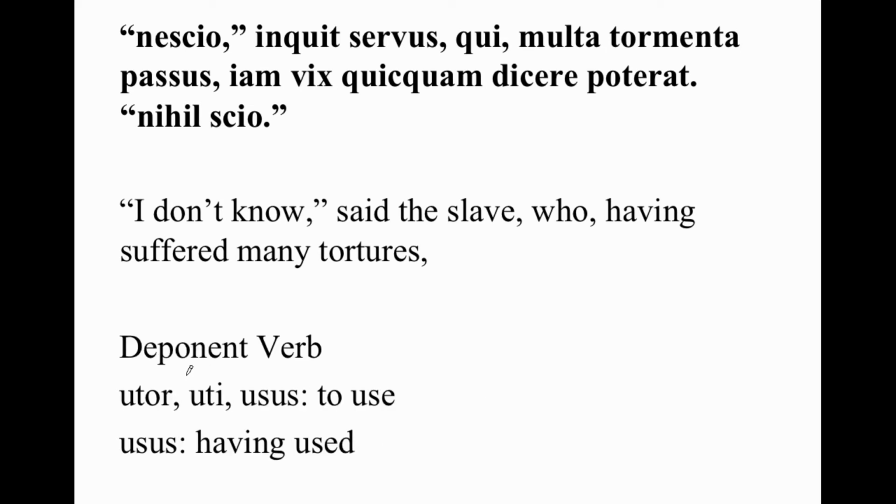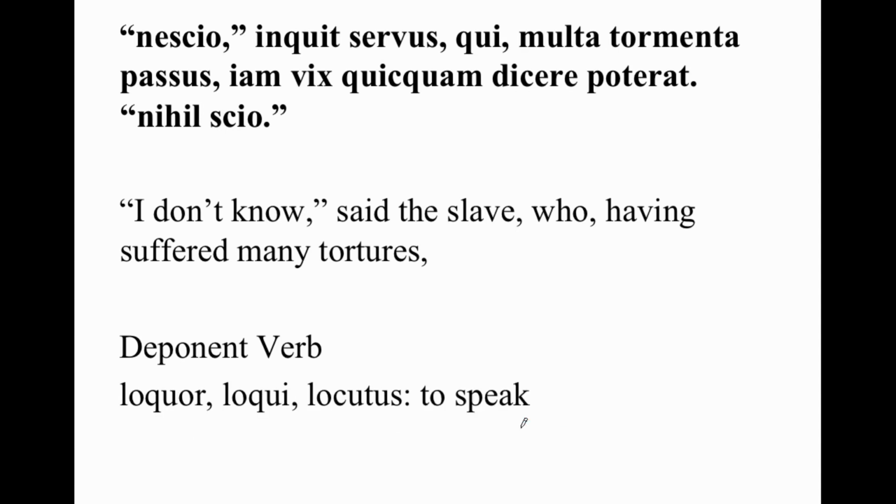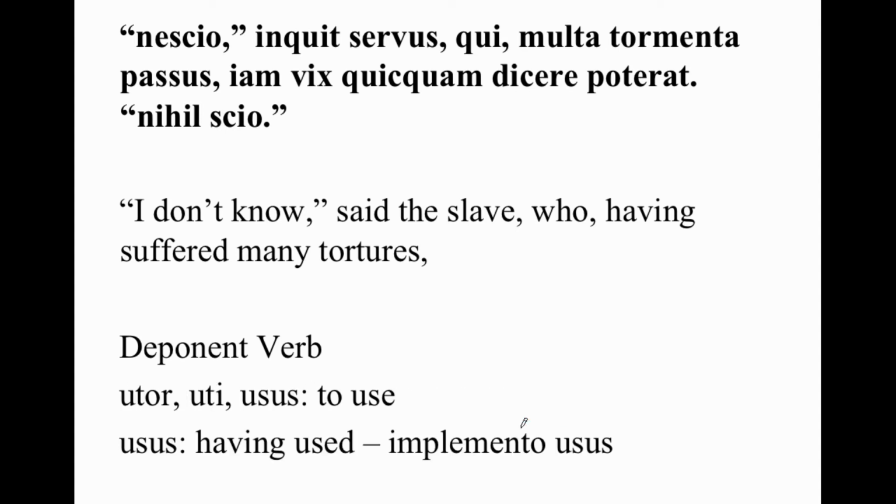Let's look at one more. It's a deponent verb. How do we know? Because of this OR and only 3 forms. And remember, the past participle of a deponent verb is active, having used. And so this particular verb, usus, takes actually an ablative object. So implemento usus would mean having used the tool.